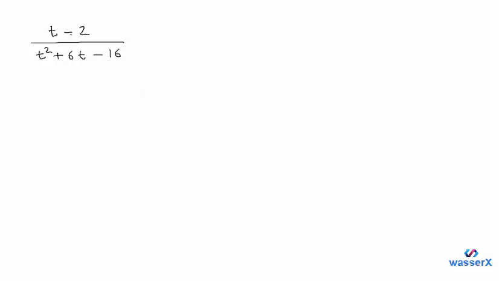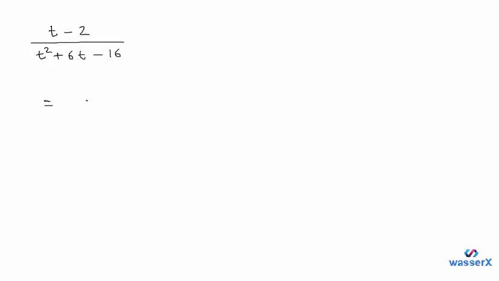We cannot factorize the top. T minus 2 cannot be factorized. So we should try and factorize if we can. Remember, there is no guarantee that we would be able to factorize or simplify the fraction. But we should try and factorize the denominator, which is a quadratic expression, t squared plus 6t minus 16.